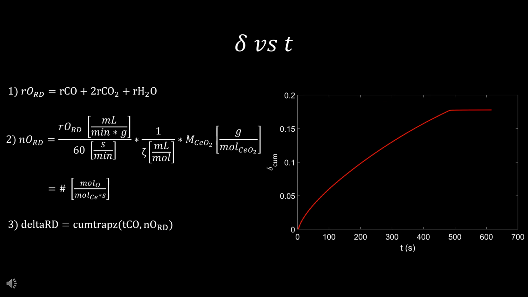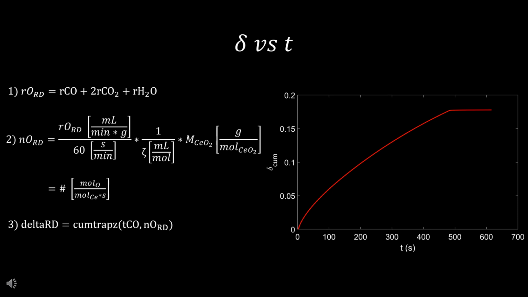To find delta versus t, the first step is to write the equation that describes the flow rate at which oxygen is released from the ceria in terms of how much oxygen is coming out of the system. This first step sums all the species containing oxygen, where the coefficients of each of the terms tell you how many oxygen atoms there are per molecule. For example, there is one oxygen atom per carbon monoxide molecule, two oxygen atoms per one carbon dioxide molecule, and one oxygen atom per one water molecule.